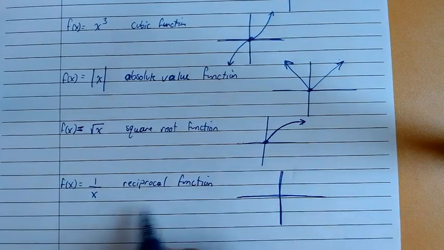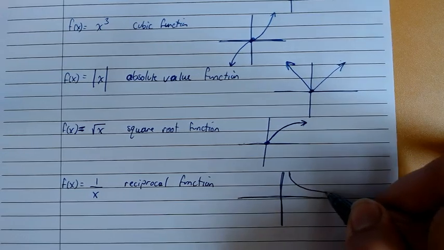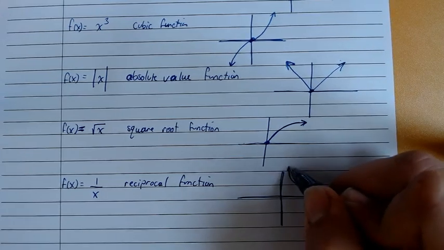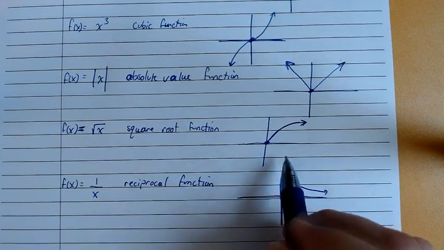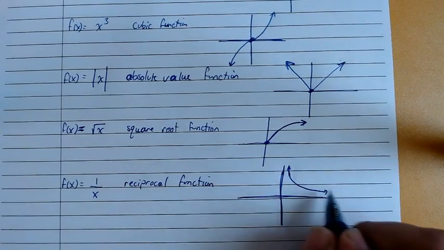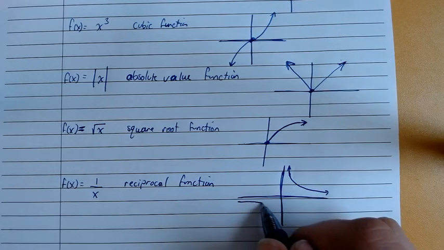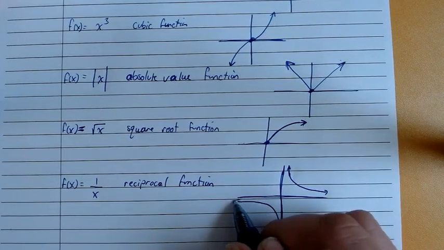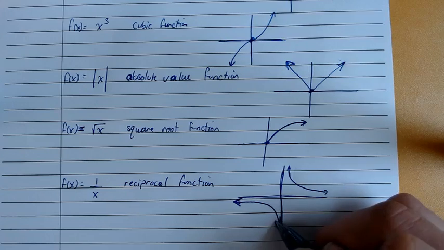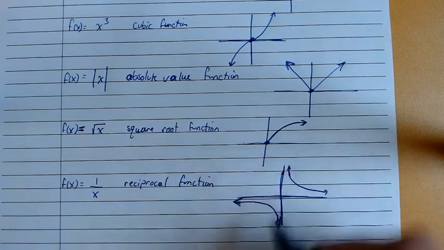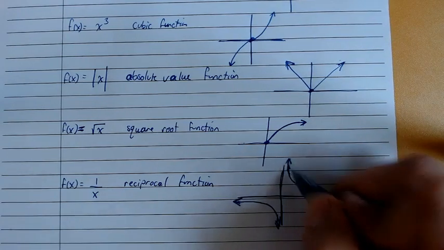The shape of the reciprocal function is like this. It's going to go along both of the axes. It's going to go up along the positive y-axis, and it's going to go out along the positive x-axis. On this side, it's going to do the same thing, but in the other direction. It's going to go out along the negative x-axis and down along the negative y-axis. Okay? So here, notice this doesn't ever touch either of the axes. It just sort of travels alongside of the axes.